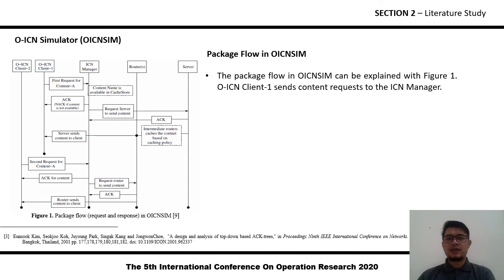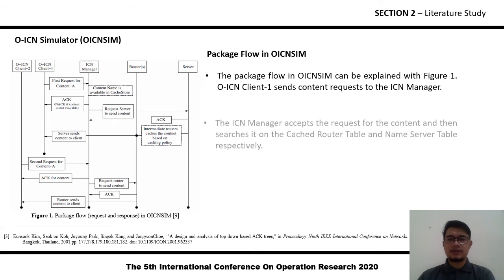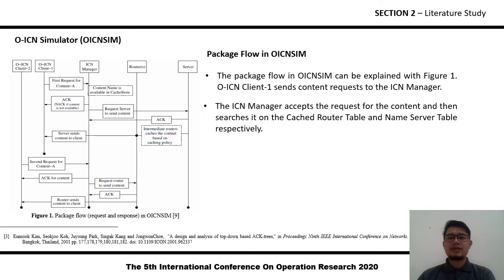This is the packet flow in OICN simulator, which can be explained with Figure 1. First of all, OICN client 1 sends content request to the ICN manager, and then ICN manager accepts the request for the content and then searches it on the cache router and name server table.